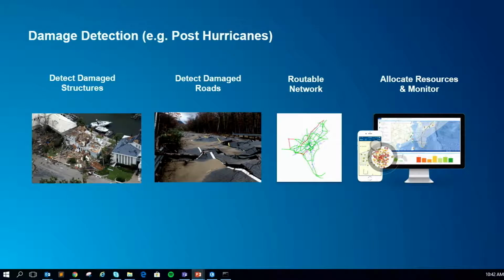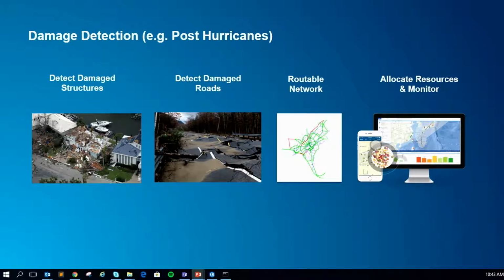Some roads, especially around Panama City, just completely washed away. But some roads have debris. Some roads are somewhat passable, but you need either special equipment, you need a winch or something to pull debris so they can send first responders. And so that was our second area of focus. Once we can detect damaged structures, we now need to detect damaged roads.